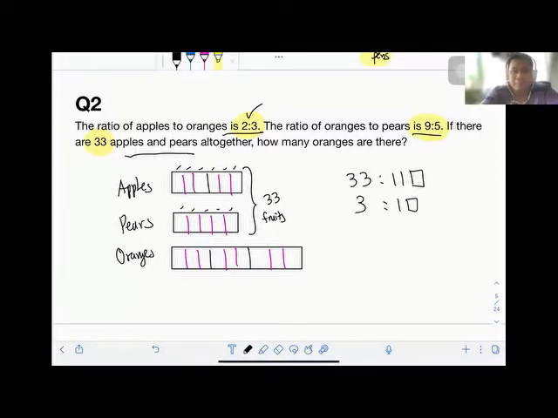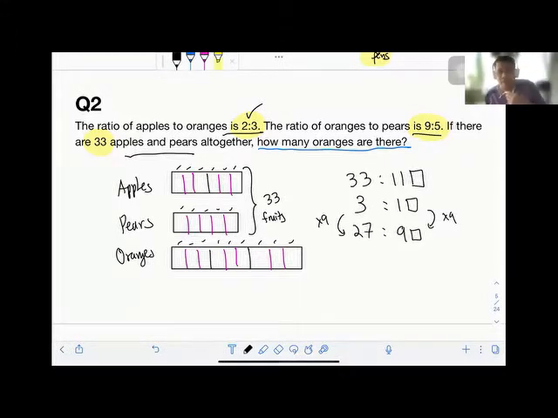Okay. So the question is, how many oranges are there? So we counted how many boxes for oranges. There are 9, I suppose. So 9 times 3. Okay, 9 times 3 will be 27. Ayun, 27, sir. Oranges.